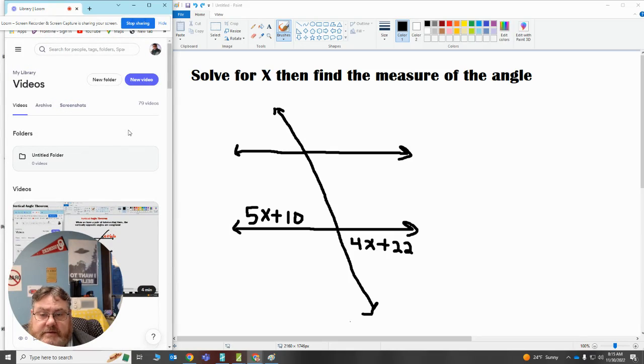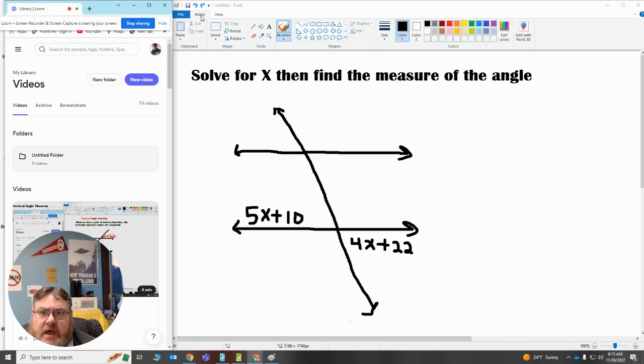This is Dr. Hein. Today we're asked to solve for x, then find the measure of the angle. And so we have two vertical angles. One is 5x plus 10, the other is 4x plus 22. And we're asked to find the measure. In other words, what degree of measurement is one of the angles?